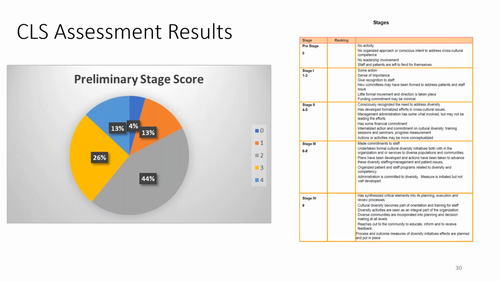The review of the assessment tool used provided enough information to place each organization in one of a 4-point scale to measure the spectrum of competency that the organization currently holds. The preliminary results placed 4% of them at stage 0, or the pre-stage, 13% at stage 1, 44% at stage 2, 26% at stage 3, and 13% at stage 4. What this means is that 87% of these providers are not equipped to properly serve someone with cultural and linguistic access barriers. Next slide.